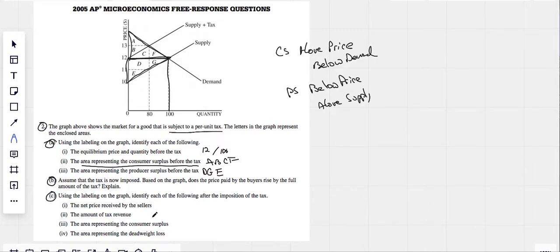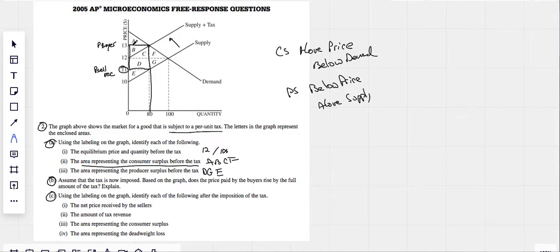Let's do C here. Using the labeling on the graph, identify each of the following after the imposition of the tax. Imposition obviously means after the tax is imposed. What we know is that the tax shifts supply to the left. We know we have a new price that our buyer pays. Price the buyer pays. We have a new quantity. We come down where we hit that lower supply curve, we bounce to the left. This represents the price that the seller would receive or put in his pocket.